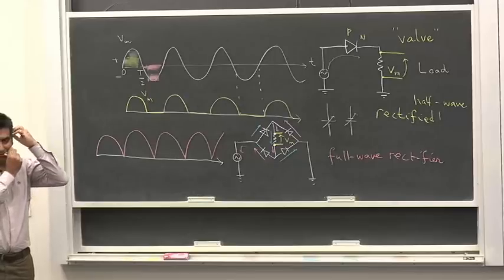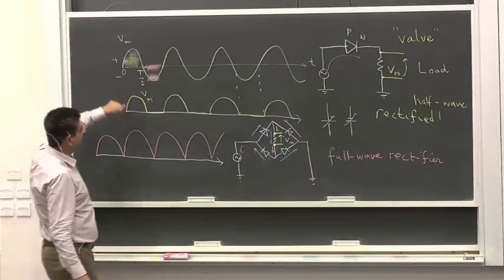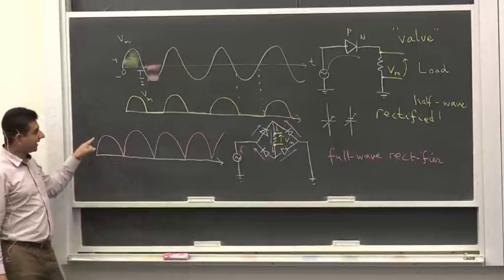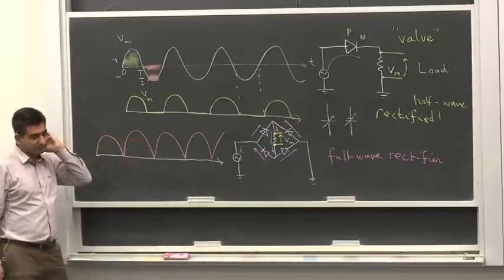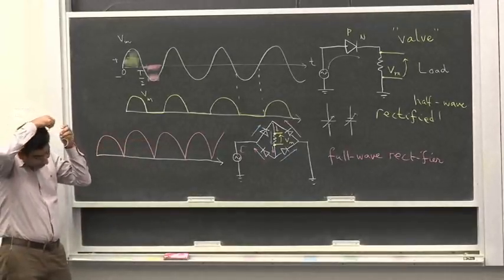So this circuit is actually converting an AC into a DC, into a direct current. It's not a constant current, but it's a direct current.